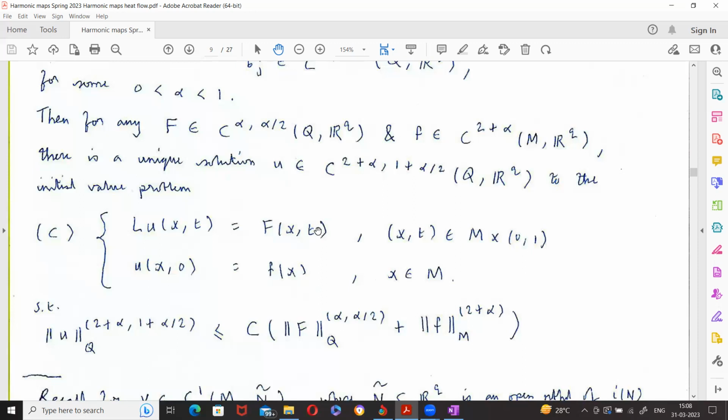So this initial value problem has a unique solution. And moreover, we have an estimate on the norm of the solution. So the 2 plus alpha comma 1 plus alpha by 2 Holder norm of the solution is less than or equal to a constant times the sum of the alpha comma alpha by 2 Holder norm of capital F, plus the 2 plus alpha Holder norm of little f.